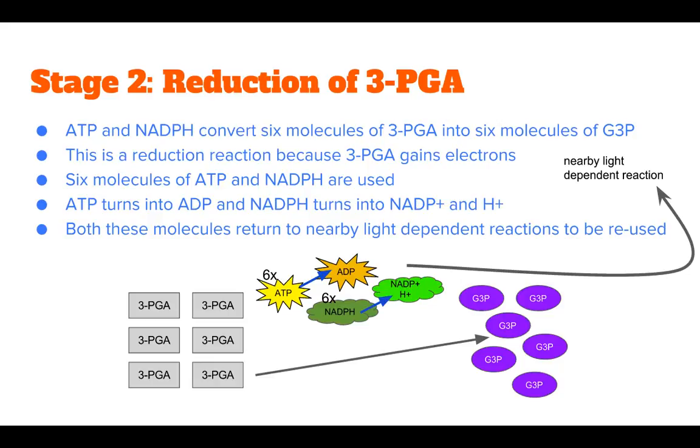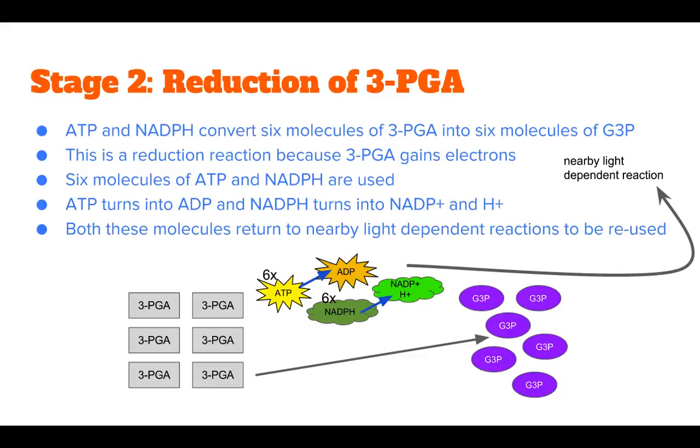Stage 2 is reduction. ATP and NADPH are used to convert the 6 molecules of 3-PGA into 6 molecules of a chemical called glyceraldehyde 3-phosphate, or G3P. This is a reduction reaction because it involves the gain of electrons by 3-PGA. 6 molecules of both ATP and NADPH are used.